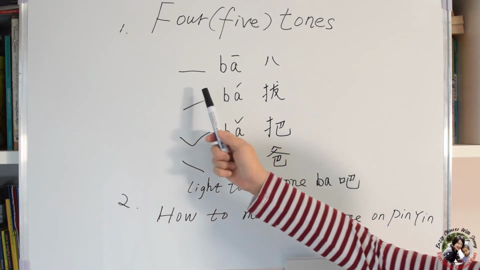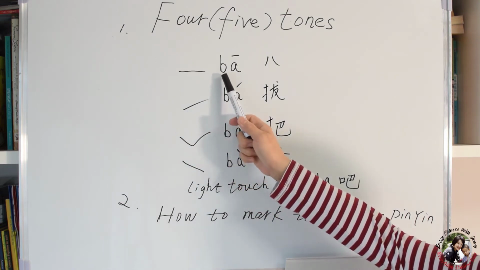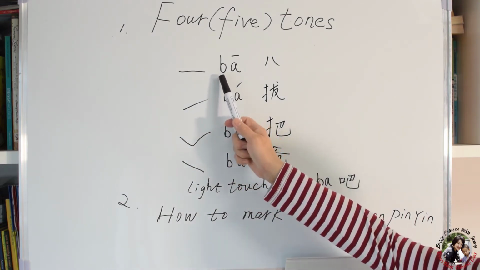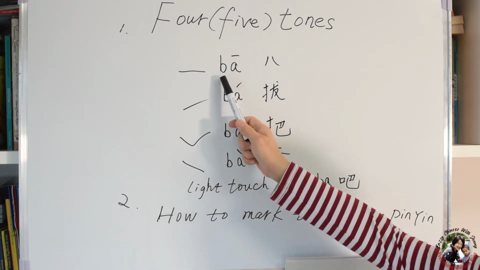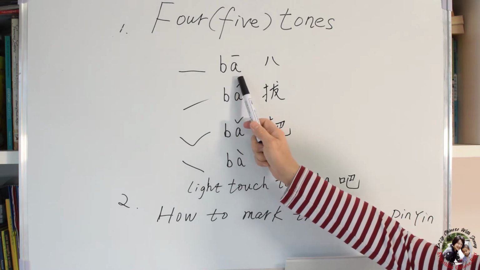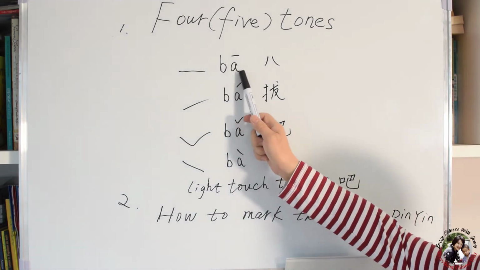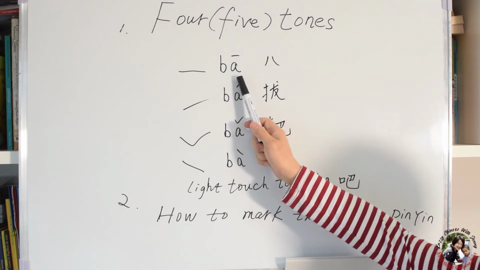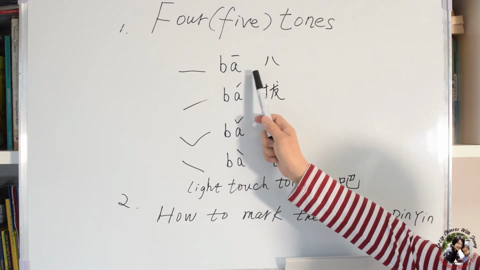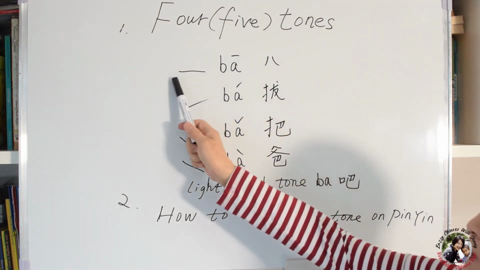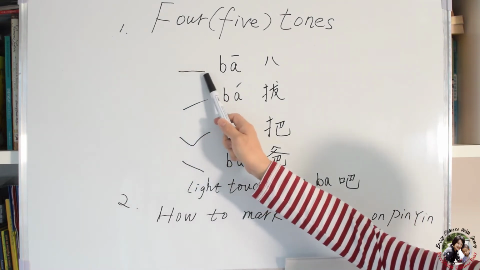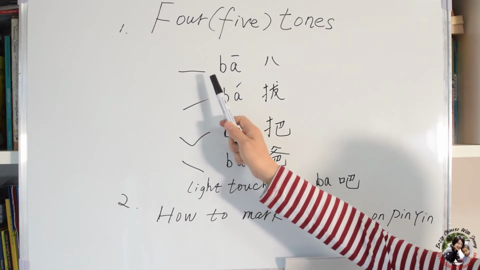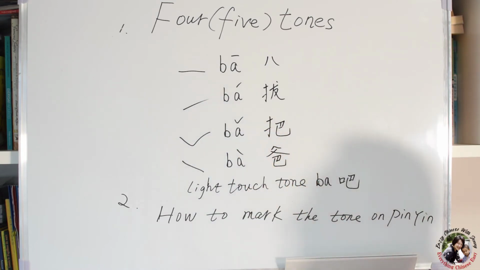The first one, I'll give you an example. Remember, last time we learned b and a: the initial is b, the final is a. Together, b, a, ba. Ba is the first tone. See, the sign of the tone is a flat stroke, which means the pronunciation is a strictly flat tone.